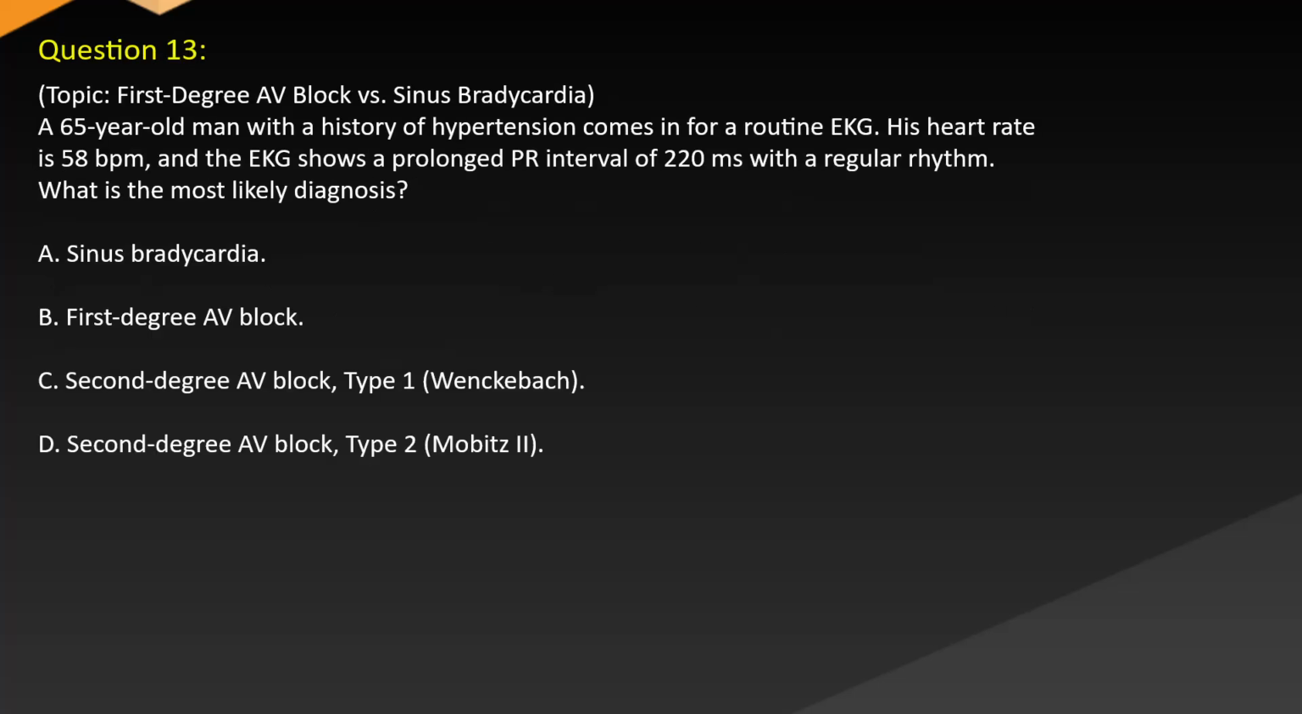Question 13. Topic: first degree AV block versus sinus bradycardia. A 65-year-old man with a history of hypertension comes in for a routine EKG. His heart rate is 58 bpm and the EKG shows a prolonged PR interval of 220 ms with a regular rhythm. What is the most likely diagnosis? A. Sinus bradycardia. B. First degree AV block. C. Second degree AV block type 1, Wenckebach. D. Second degree AV block type 2, Mobitz II.